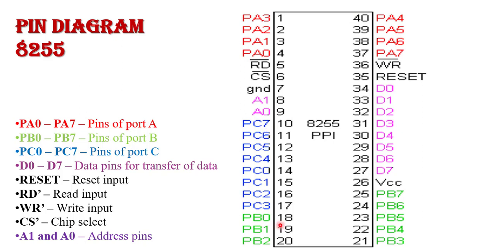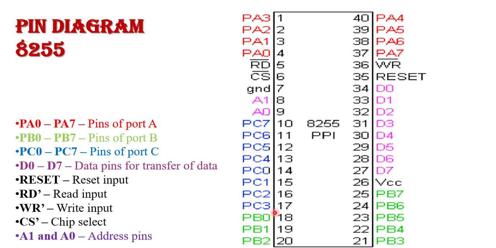Next is pin number 18 to pin number 25. These are port B pins. The function of port B pins is the same as port A pins. These also form an 8-bit bidirectional input output port. These pins are also used to send data to the peripheral or to read data from the peripheral. The contents are transferred to and from port B.